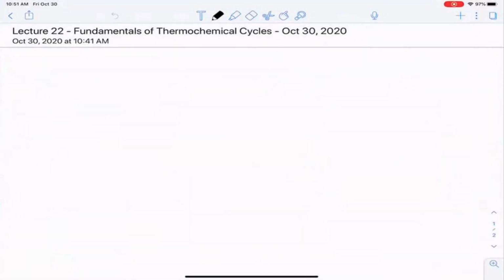Today, we're going to start talking about cycles and thermochemical cycles to be a little bit more specific to that. And maybe that begs the question for this being an introductory class, what the heck is a thermochemical cycle?